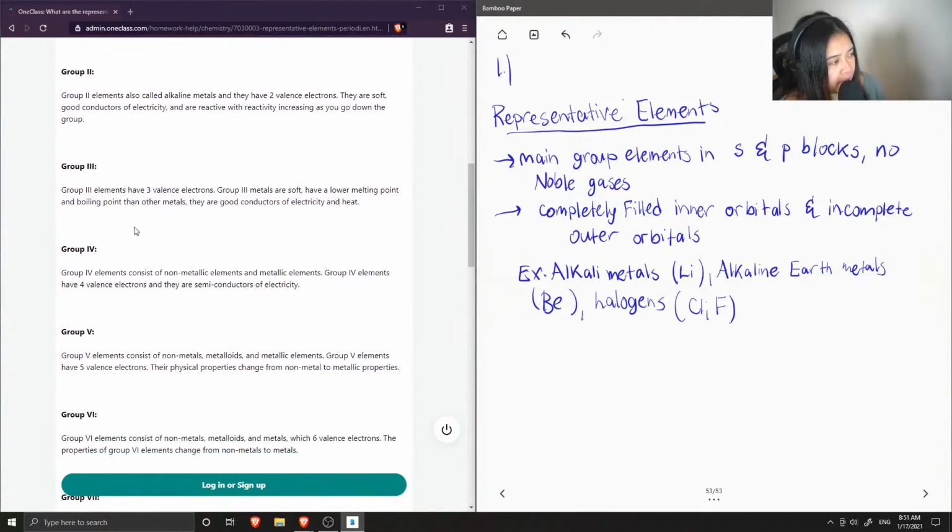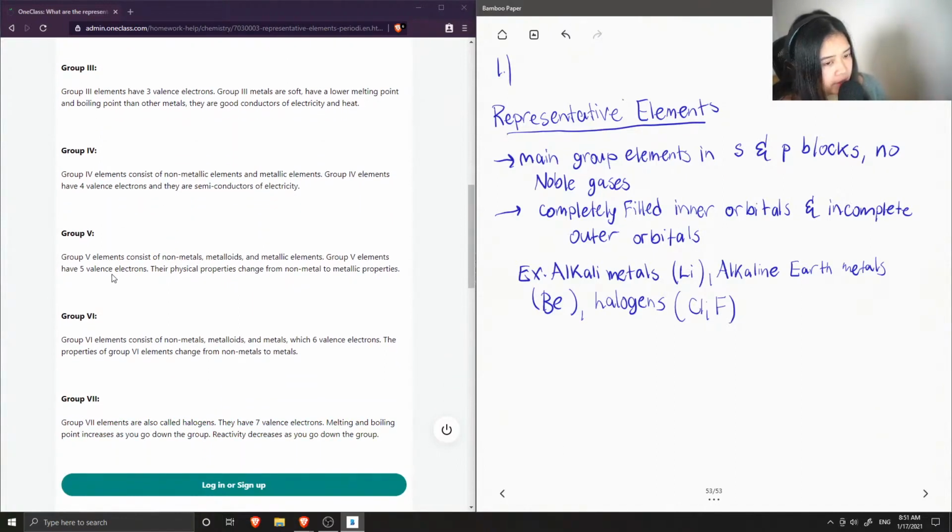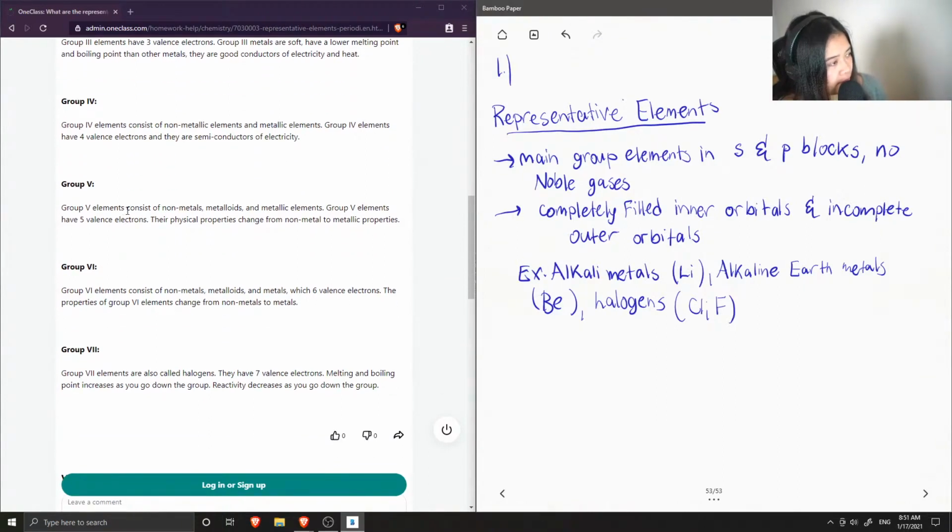Group 3 elements have 3 valence electrons, so their metals are soft, have a lower melting point and boiling point, and also good conductors. So this is like aluminum. And then group 4 have 4 valence electrons and semiconductors of electricity. So this is like carbon. Group 5 have 5 valence electrons, and their physical properties change from non-metal to metallic properties. So this is like phosphorus.